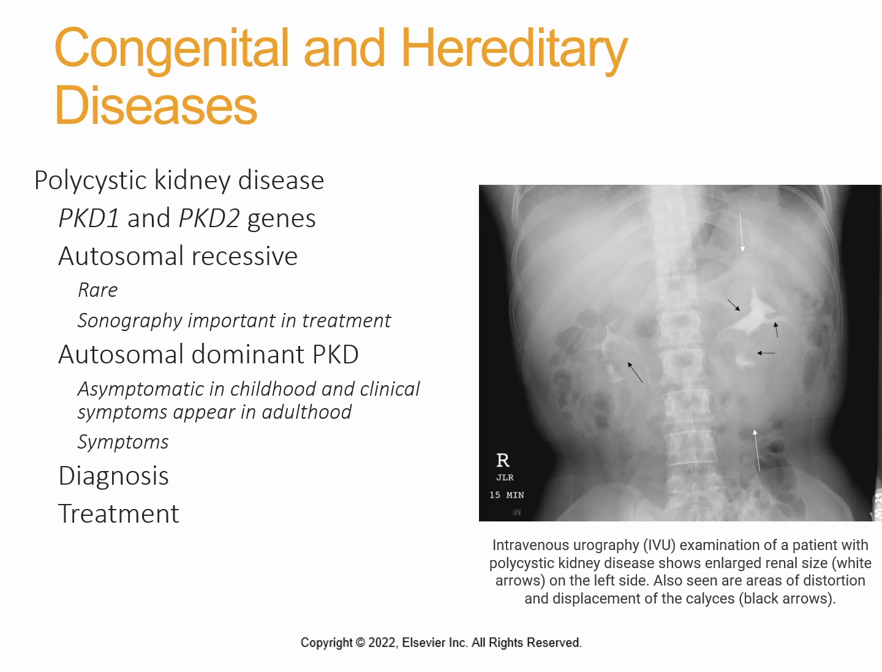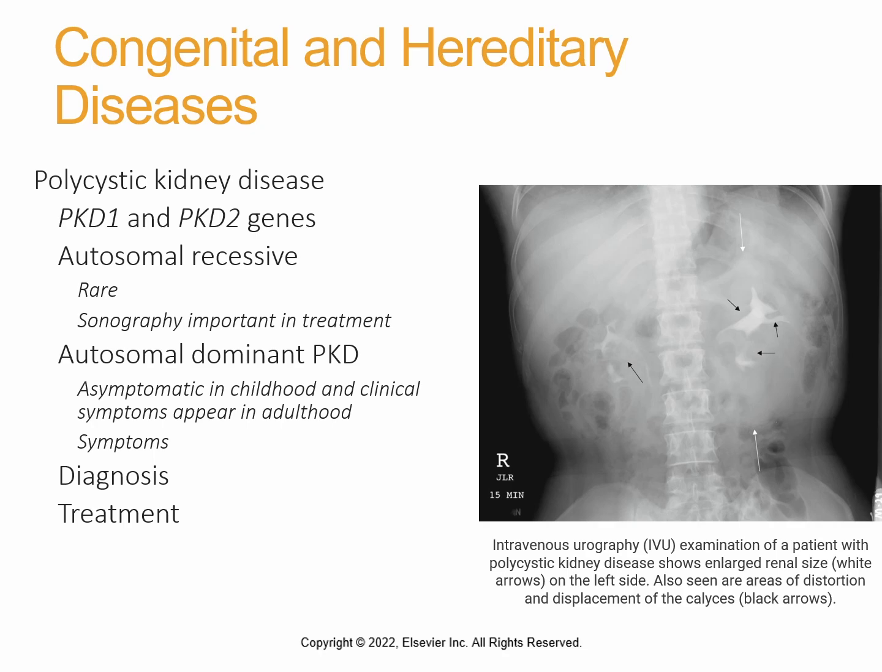Autosomal recessive is rare and difficult to diagnose if there is no family history of the disease, but it could be discovered via ultrasound. Autosomal dominant PKD is asymptomatic in childhood and clinical symptoms appear in adulthood. As a person ages, the cysts gradually increase in size, leading to symptoms such as lower back pain, UTIs, and stone formation. Diagnosis is confirmed through ultrasound or with CT showing a moth-eaten appearance of the functional renal tissue.